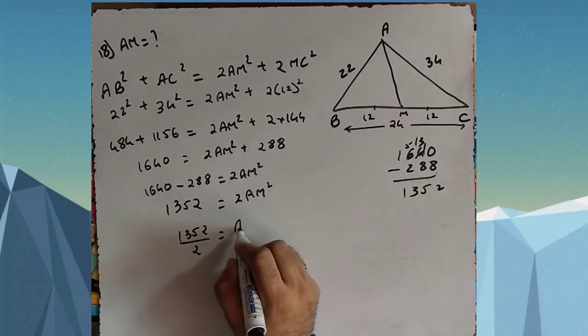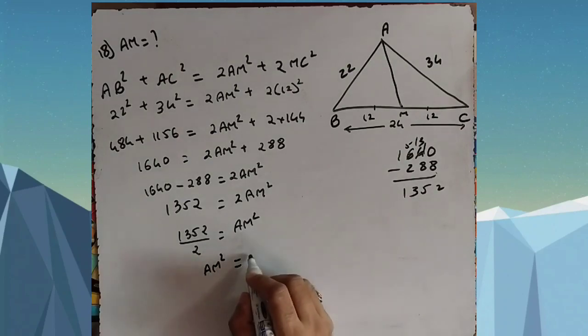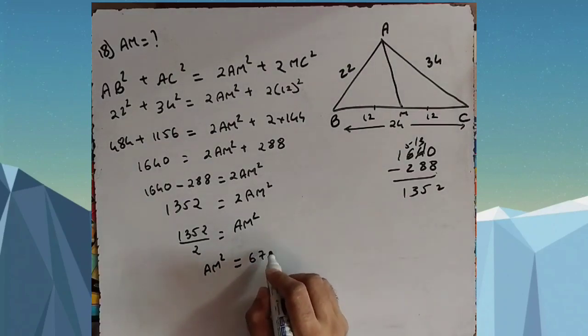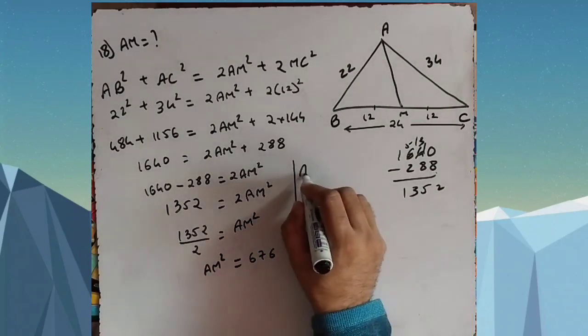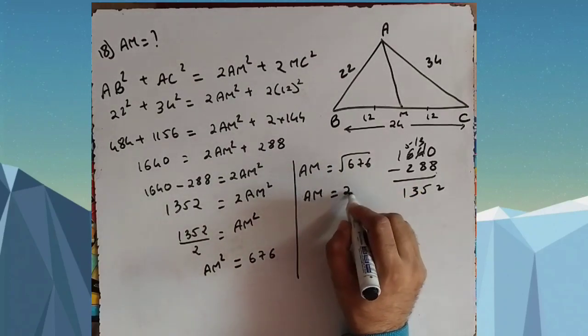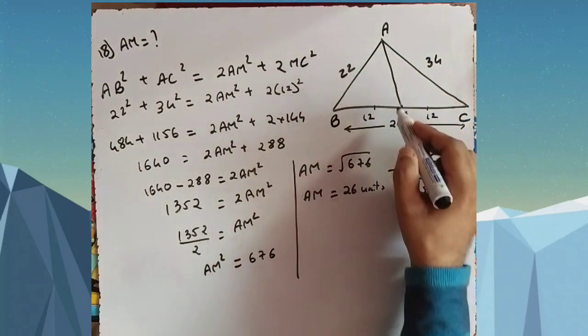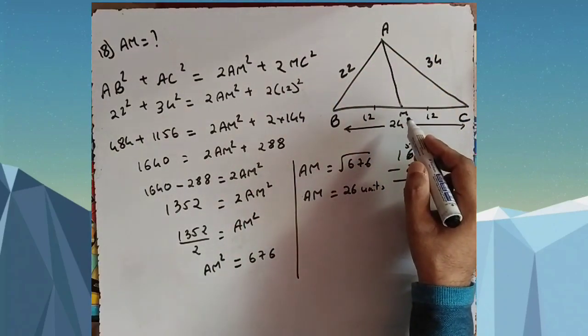1352 upon 2 is equal to AM square. Dividing by 2 will give us 676. AM is equal to root 676. AM is equal to 26 units. So we have found out the length of the median AM as 26 units.